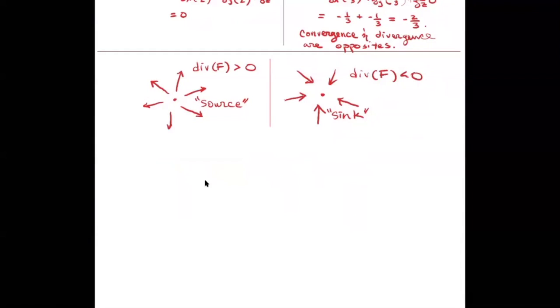But if the divergence is equal to 0, then your vectors have to be parallel so that nothing's compressing or coming apart. So if I have parallel vectors like this, locally, just locally, I don't mean everywhere, just like this, then at this point, the divergence of f is equal to 0.